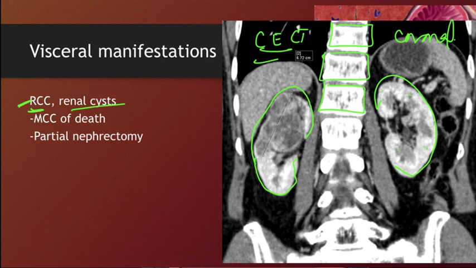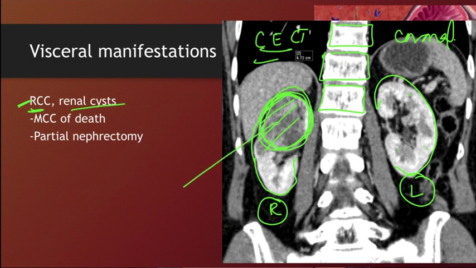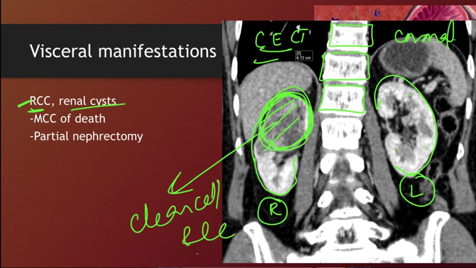What we are seeing here is that this is the normal kidney on the left side. On the right side, what we are seeing here is that there is a tumor. There is a tumor which is replacing the upper pole of the kidney, which has quite a heterogeneous appearance, and this is nothing but a clear cell RCC.